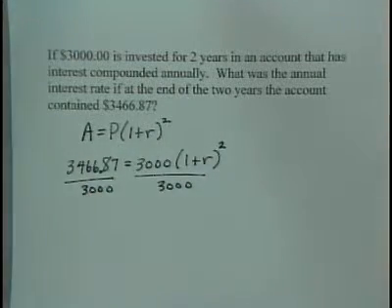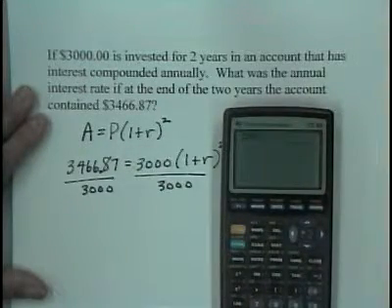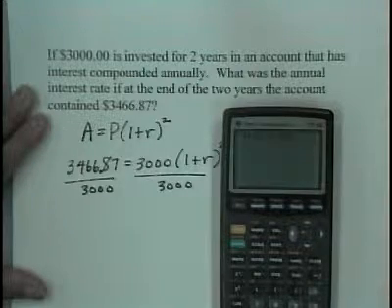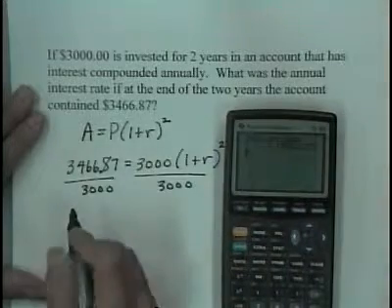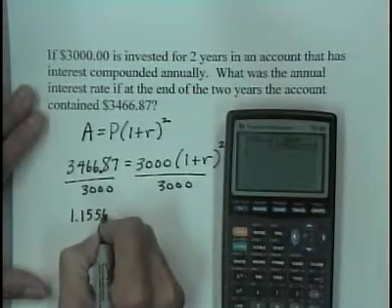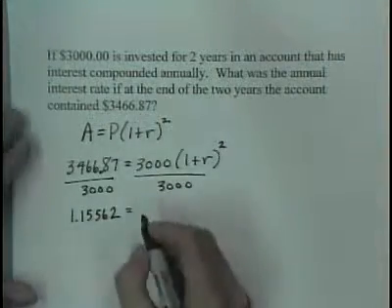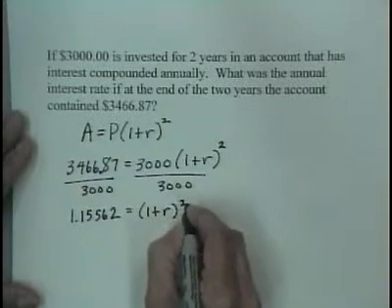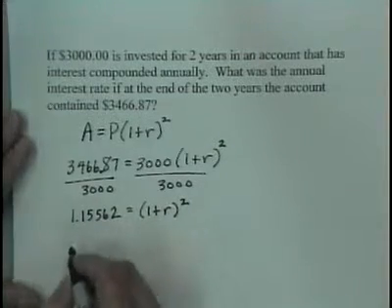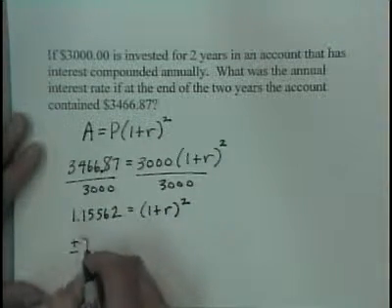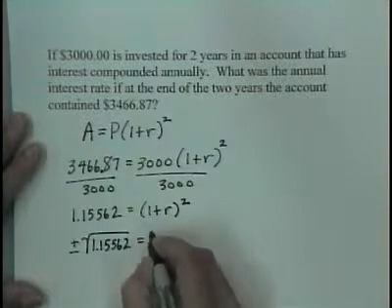Well, let's take a minute and actually do that division on a calculator. We want to take $3,466.87 divided by $3,000, and that comes out to 1.15562. We rounded at that point, but we did keep a number of decimal places, and that'll be equal to 1 plus R squared. So we've isolated the squared term. Now we're ready to take the square root of both sides of the equation using plus or minus in front of the side that only contains a number.